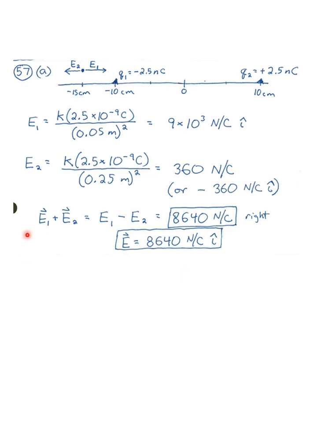And then using the superposition principle, the addition of those two vectors, it's E1, but then E2 is in the negative direction, so we'll say E1 minus E2, and we get 8640 newtons per coulomb. Because it's positive, we say to the right. As a vector, we can say 8640 newtons per coulomb i hat.